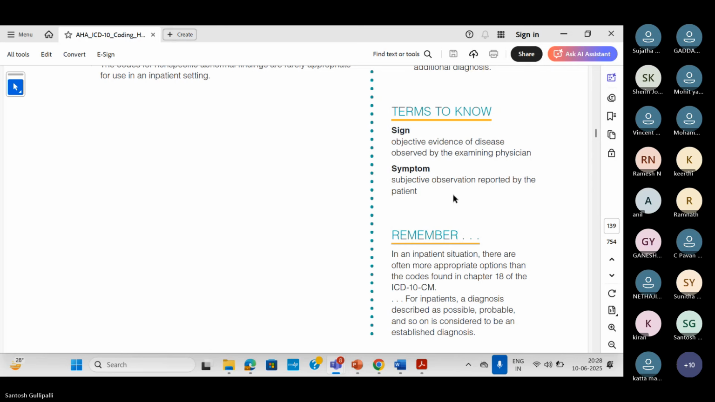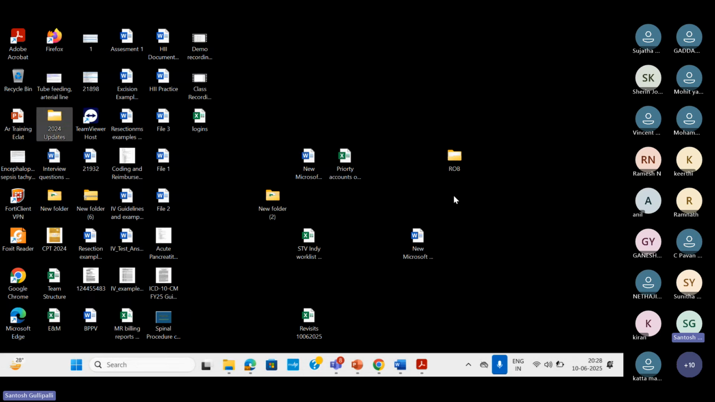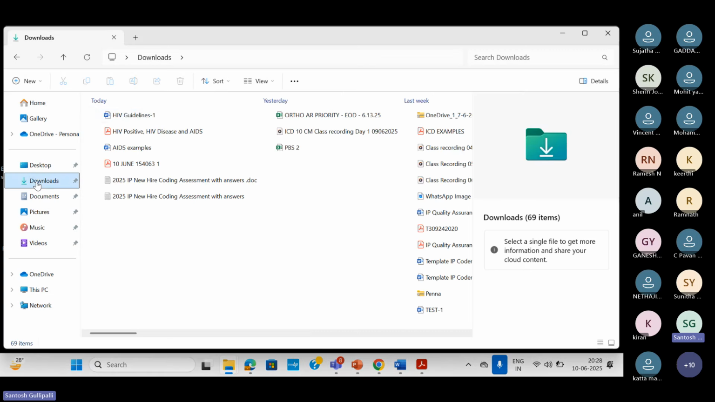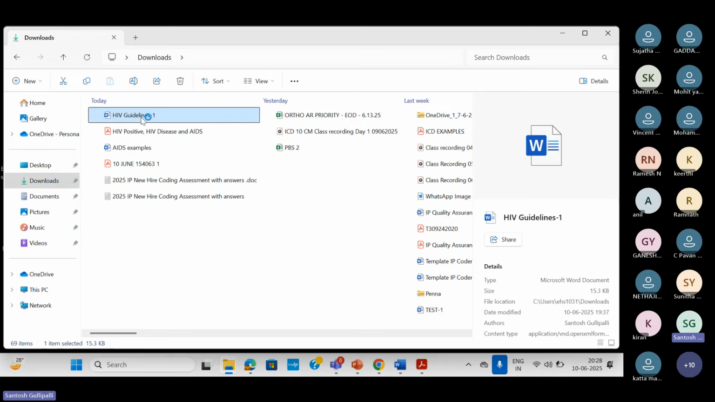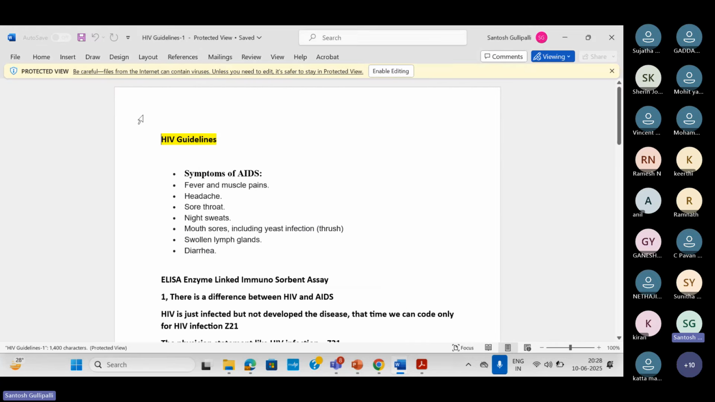Okay, so coming to the first chapter. The first chapter is infections and parasitic diseases. In infections and parasitic diseases, we learn mainly two topics. One is HIV and AIDS. The next one is sepsis.